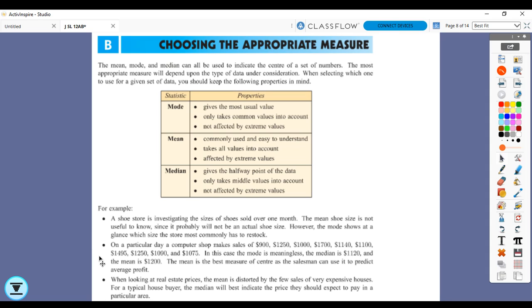The second example: on a particular day, a computer shop makes sales of various amounts. In this case, the mode is meaningless. It doesn't matter which one has the most. The median is 1120 and the mean is 1200. So the mean is the best measure of center because the salesman can use it to predict average profit.